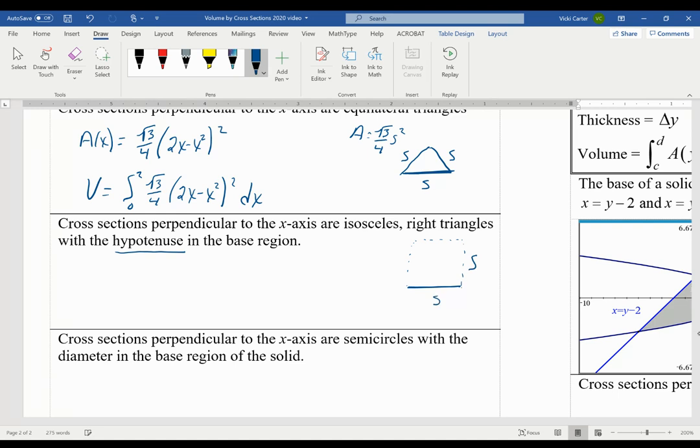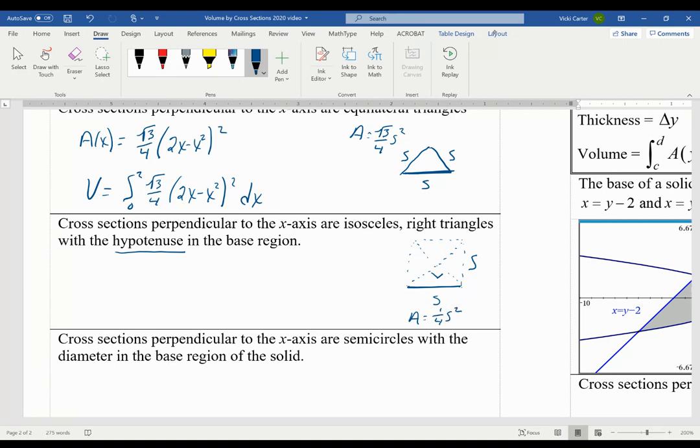Okay? If I were to fold that square in half, I would have a right triangle with the leg in the base region. So that's why on your reference sheet, the formula for the area of an isosceles right triangle with a leg in the base region is 1/2 x squared. If I were to fold that in half again, I would have a right triangle with a hypotenuse as the base region. And so that's 1/4 of the area of a square. So that's why the area formula for this is 1/4 side squared.